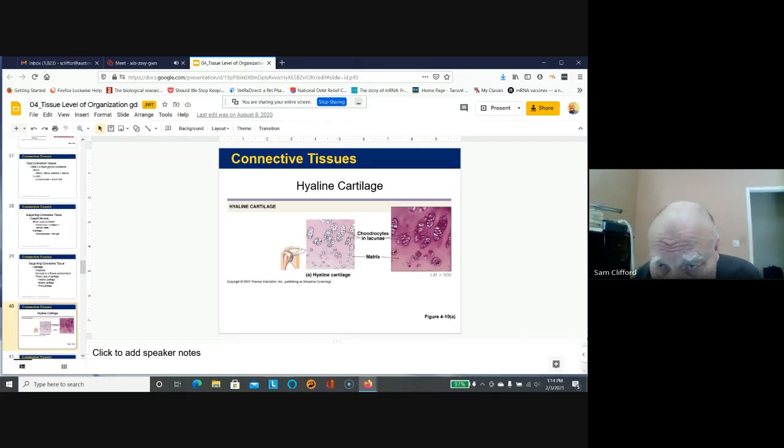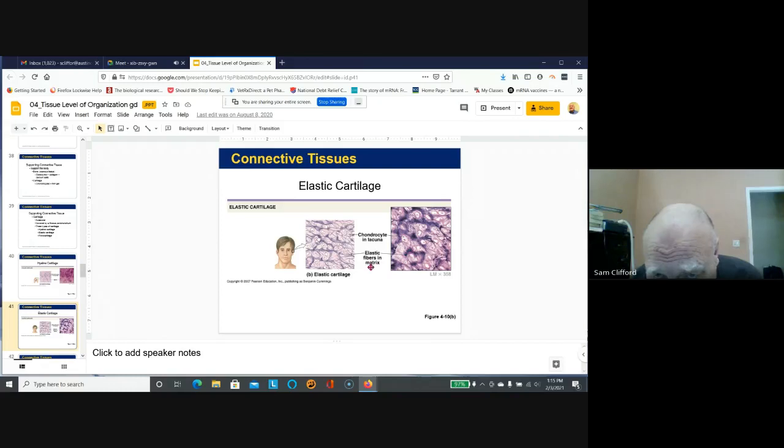So hyaline has this matrix, a ground substance. The cells grow in little pockets called lacuna, and they produce this stiff jelly, which is the ground substance, found in all of your joints. It lines the top and bottom of a joint, connected and covering the bone. Elastic is found in the ears. It looks just like hyaline, except it has these dark elastic fibers.